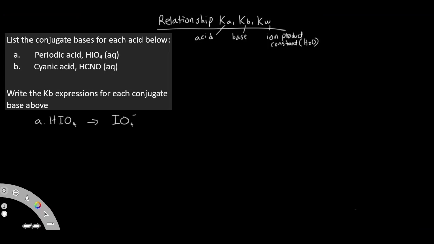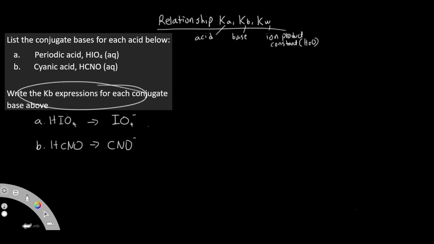This will be IO4 minus. What about cyanic acid? Well, our cyanic acid is HCNO. Same thing, we're just going to get rid of that hydrogen. We end up just being left with CNO, and then we're a little bit more negative, so we get that negative charge over there. This is the answer.